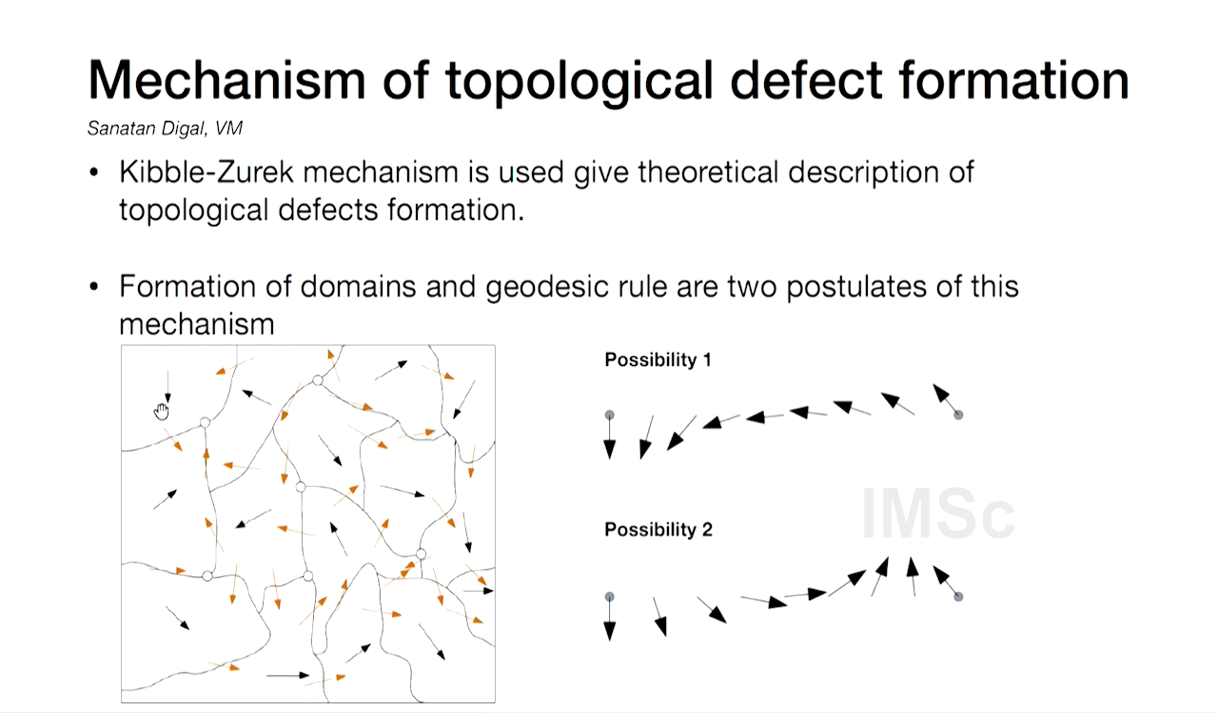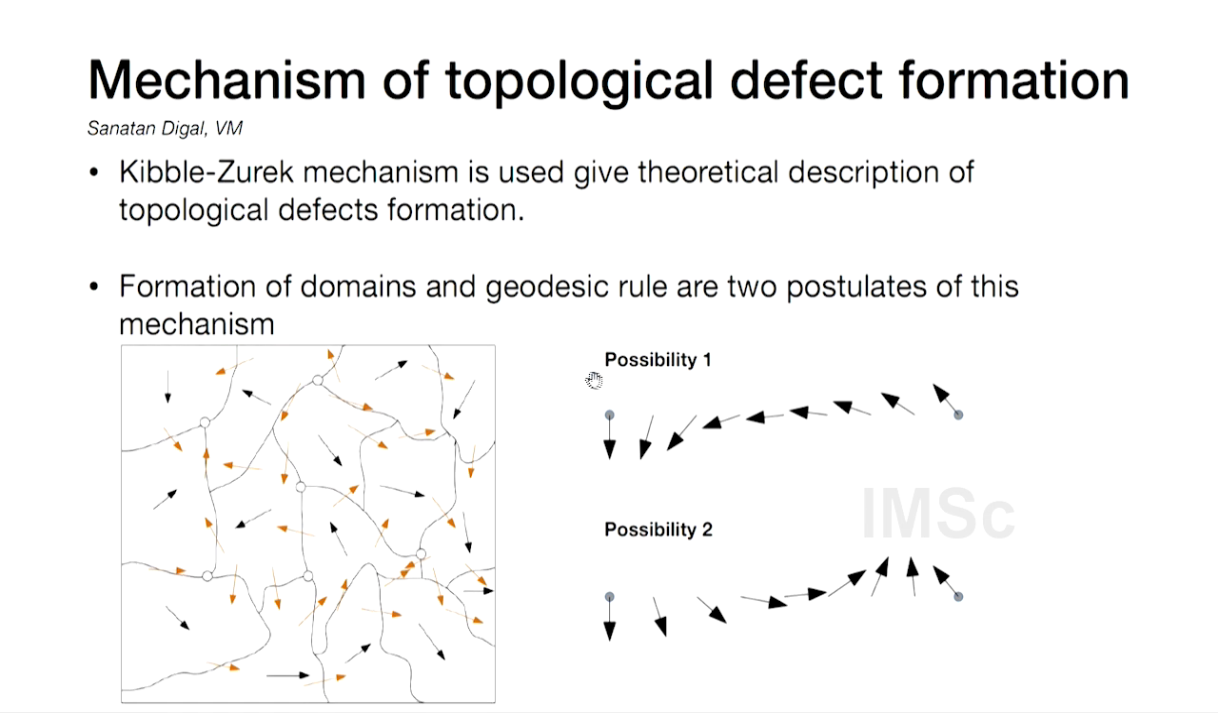So that is the first postulate, and the second postulate is the geodesic rule, which says that when the order parameter traverses from here to here, it should change slowly, otherwise the gradient of the field will contribute to the energy. So it will cost larger energy when it traverses a longer path.